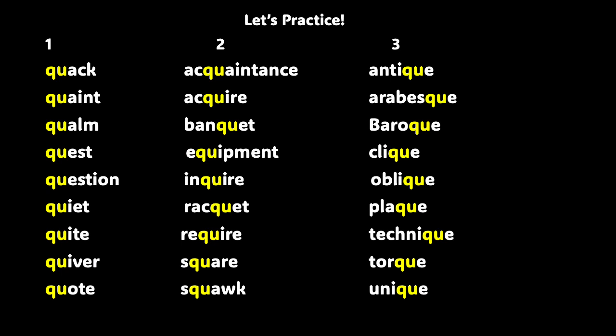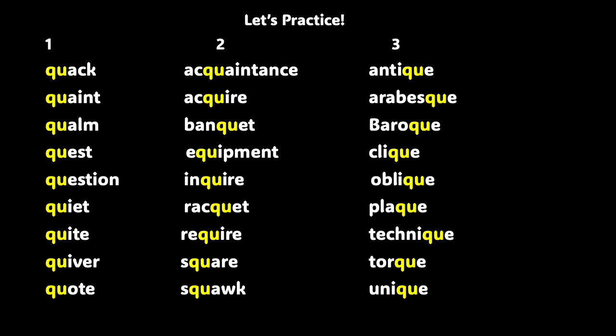Now, column 2, we have words that don't start with QU. The QU is somewhere in the middle of the word. Let's say these words together. Acquaintance, acquire, banquet, equipment, inquire, racket, require, square, and squawk. You did an amazing job, and here's our last column of words.